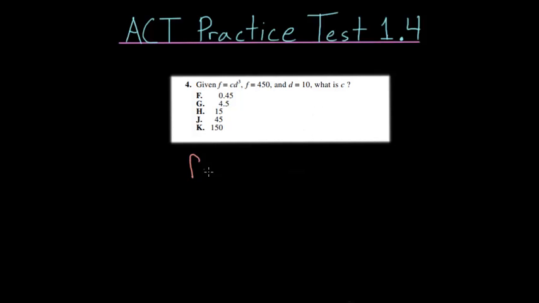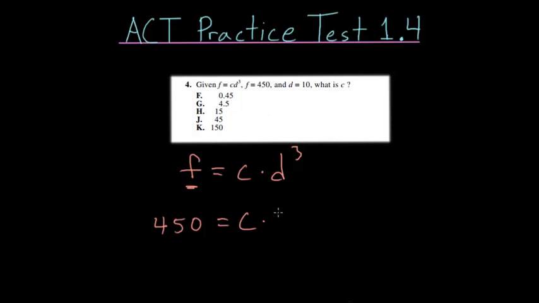So we're given that f is equal to c times d to the third power. Let's just plug in f equals 450 and d equals 10. So we're replacing f here with 450. C, we don't know what c is, so we'll have to leave that. And then d is equal to 10.